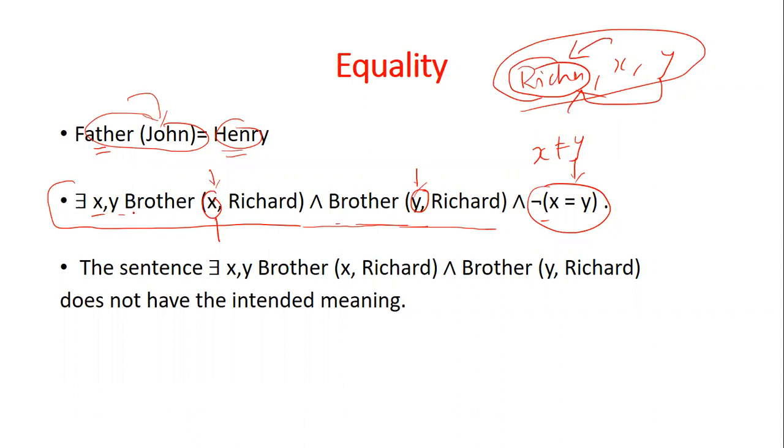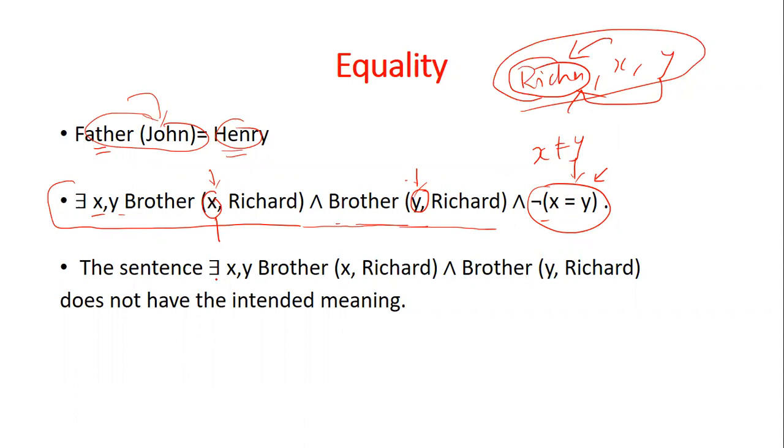There exists x comma y such that x is a brother of Richard and y is a brother of Richard and x not equal to y. This x not equal to y is important. Otherwise, the knowledge system may assume x and y both are same.